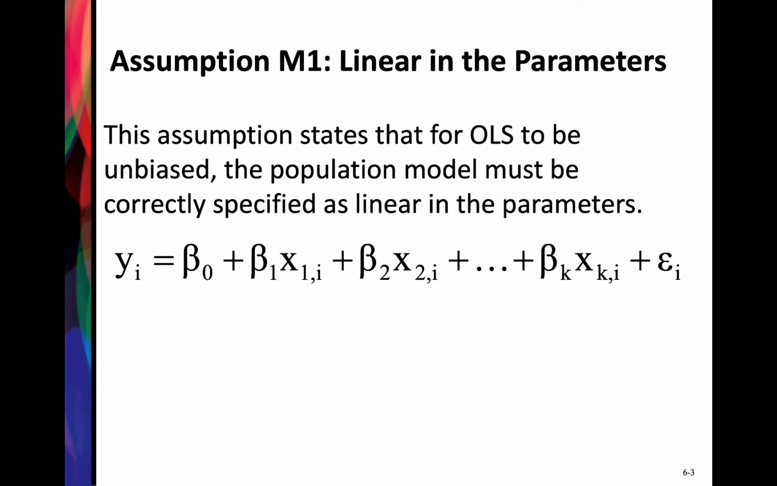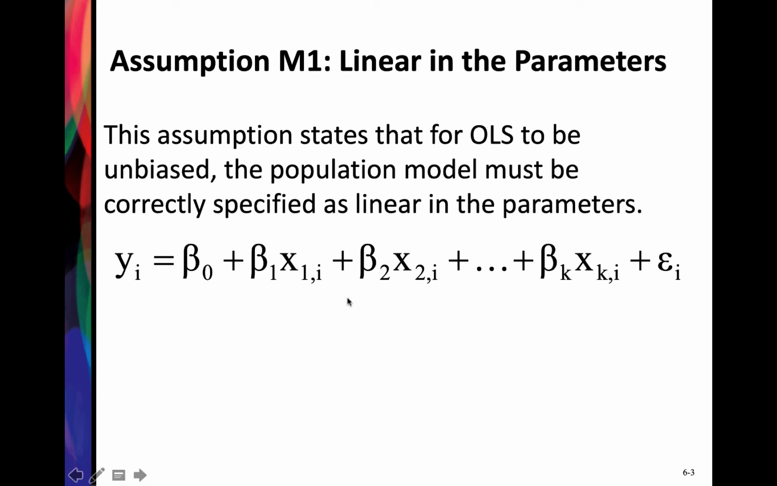Assumption M1 or MLR1, whatever we want to call it: linear in the parameters. This assumption states that for OLS, ordinary least squares, to be unbiased, the population model must be correctly specified as linear in the parameters. This is the specification.